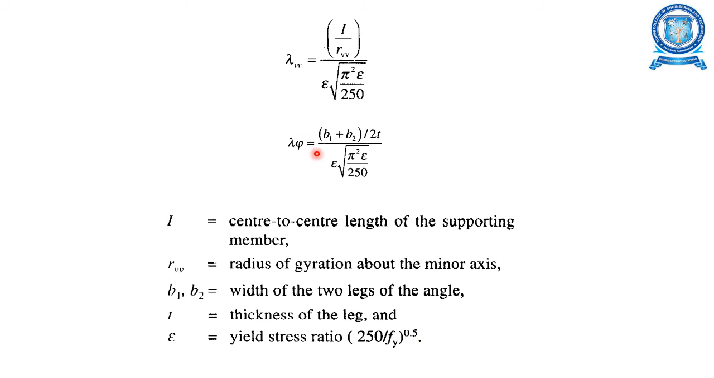Then lambda phi will be calculated by b1 plus b2 divided by 2t, divided by epsilon square root of pi square E divided by 250, where b1 and b2 are the widths of the two legs of the angle and t is the thickness of the leg. So substitute all the values in the above equation, and finally we find the value of the effective slenderness ratio lambda E.